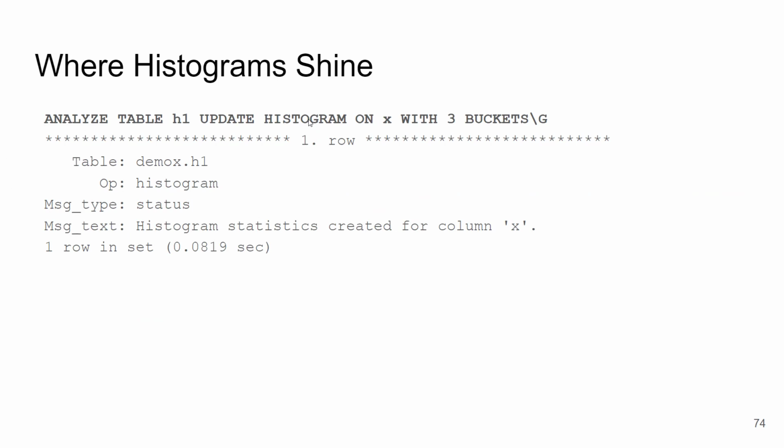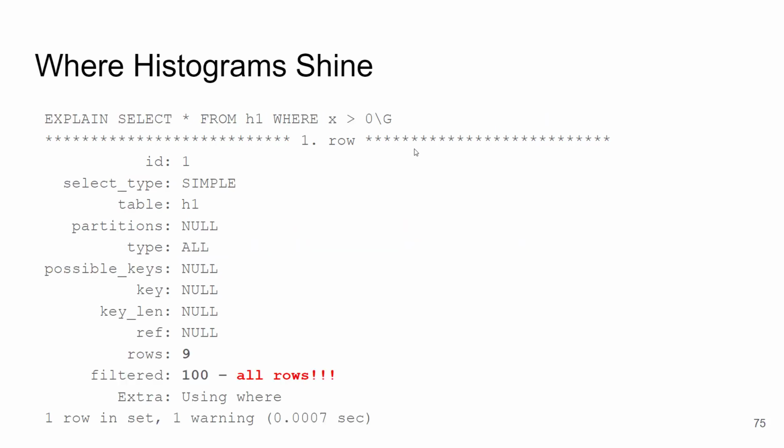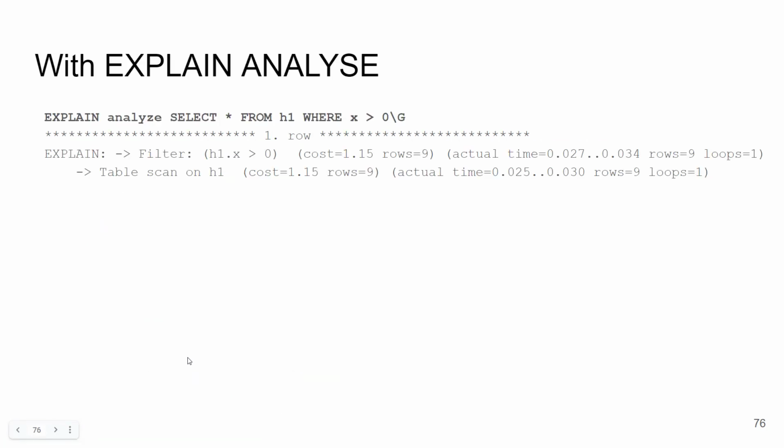So let's go out there and build a histogram. We're going to analyze our table, update histogram on column X with 3 buckets. Now we go back and run our query: select star from H1 where value X is greater than 0. And we know all 9 rows have values greater than 0. And it knows that it's going to have to read all of those 9 rows. By the way, if you run explain analyze, it will come back and give you the actual time and the actual cost.